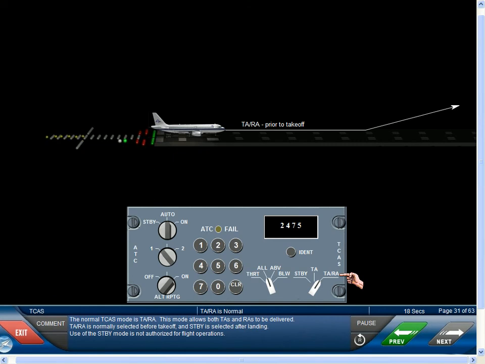The normal TCAS mode is TARA. This mode allows both TAs and RAs to be delivered. TARA is normally selected before takeoff, and standby is selected after landing. Use of the standby mode is not authorized for flight operations.